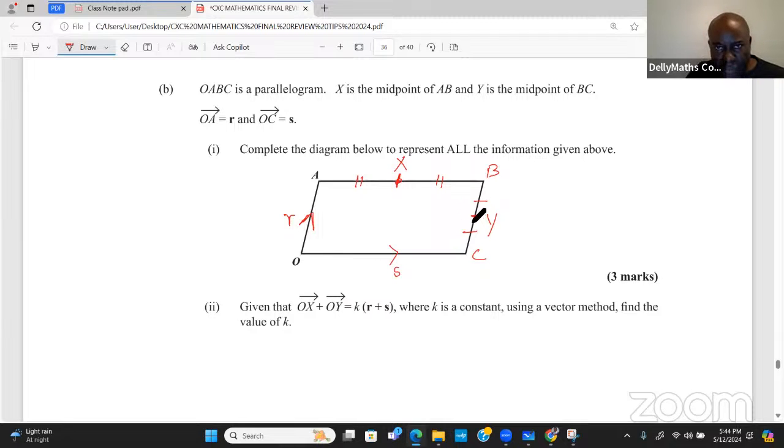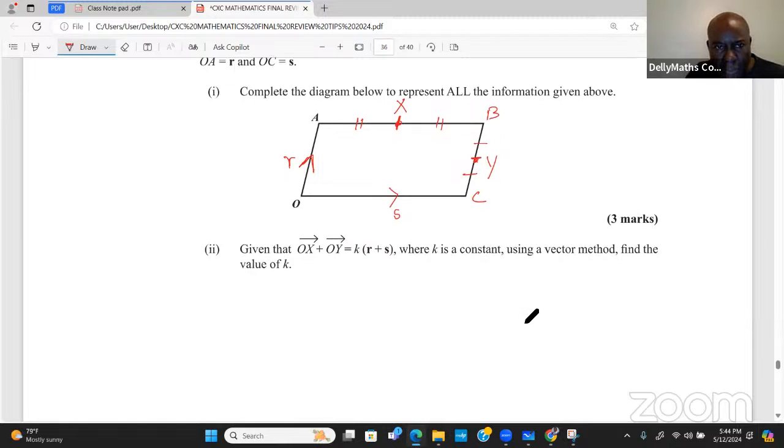Let's see the first question. Well, the second, we just did one. The second one says, given that OX plus OY is equal to K, in the bracket we have R plus S, where K is a constant, use a vector method to find the value of K. All right, the value of K.